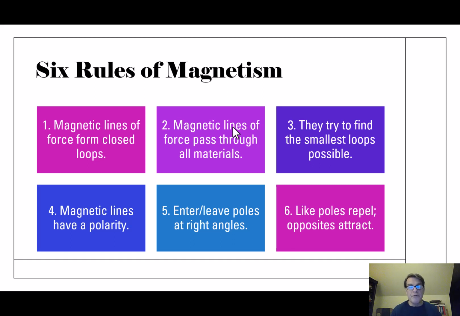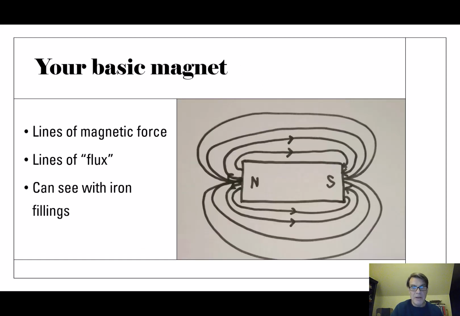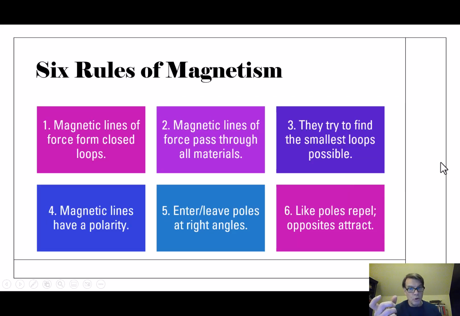3, they try to form the smallest loops possible. So when you look back at this diagram, it doesn't go out and wander, no, it doesn't do that. It tries to form a nice, tidy, small loop, the smallest loops possible. They don't take detours. Unless number 6, no, actually, next slide. Forget I said anything. We'll get there next slide.